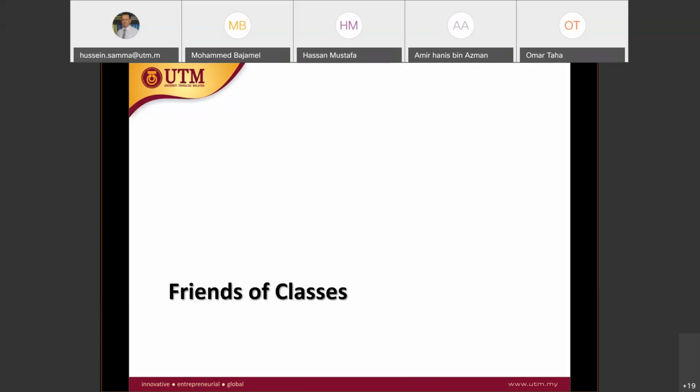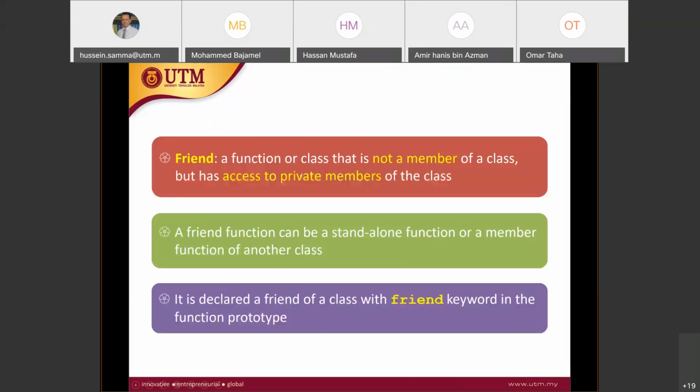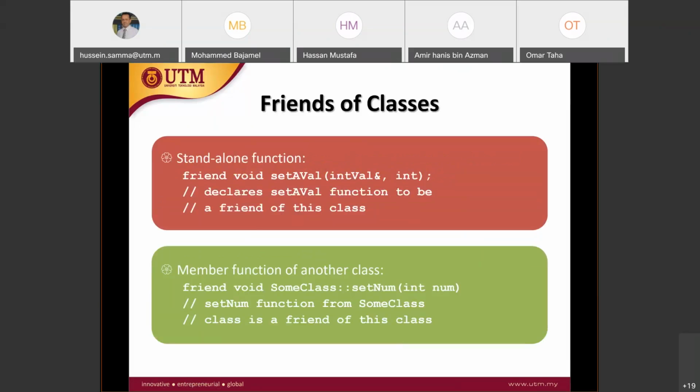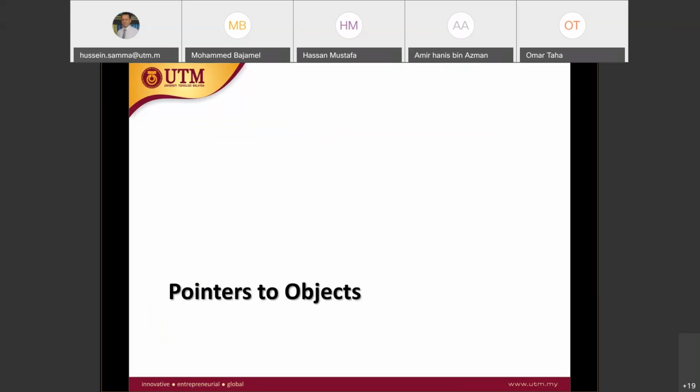Last time we covered the concept of friends. As we mentioned, you have three cases: a function that could be a friend for the class, and this function could be standalone or a member function of another class. The third one is the class will be a member or a friend of another class. Today we'll continue with pointers and objects.